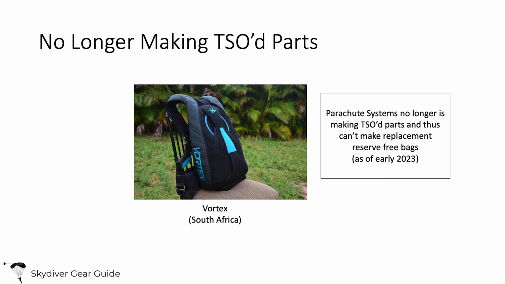Another thing that can happen is a company loses the ability, for whatever reason, to manufacture TSO components. So Vortex, by Parachute Systems out of South Africa, for whatever reason, and I'm not exactly sure why, as far as I know, as of early 2023, they are not able to manufacture any more TSO components. The problem will come if you are jumping a Vortex and you have a cutaway and then you lose your free bag. That's a TSO component. It cannot be replaced because they cannot make a new one for you.